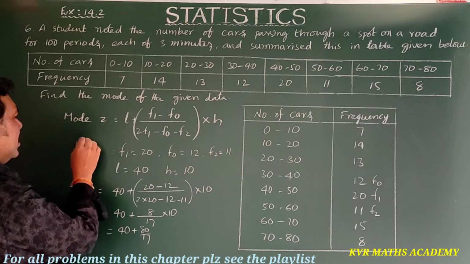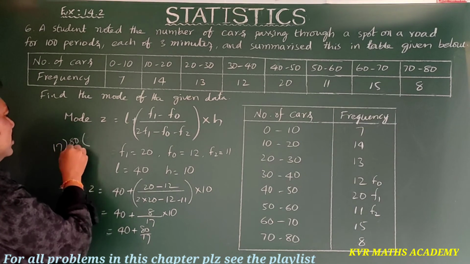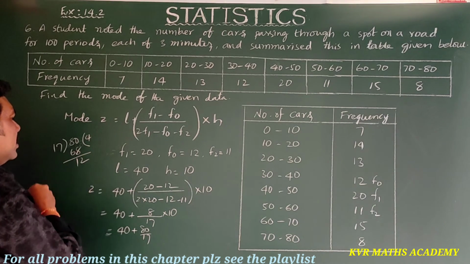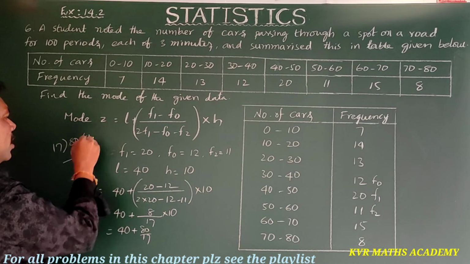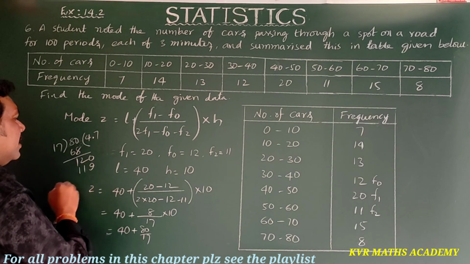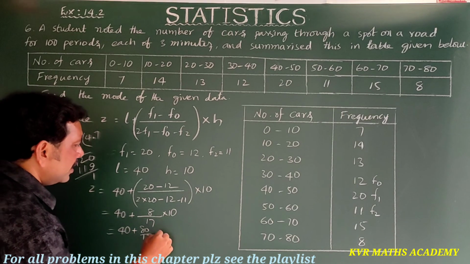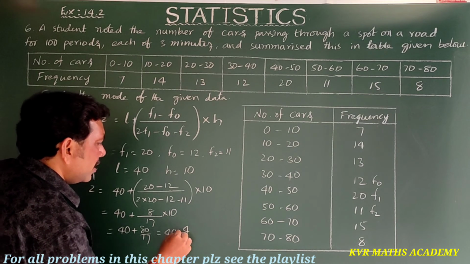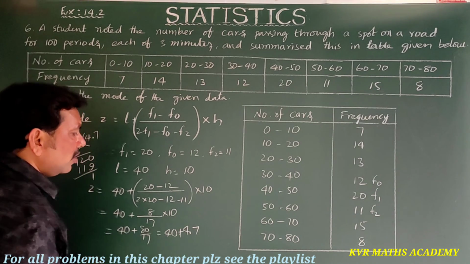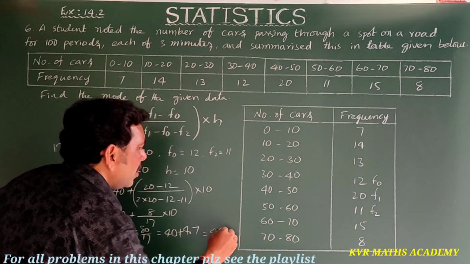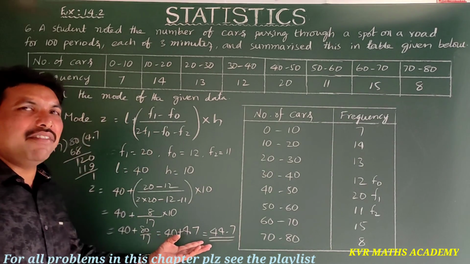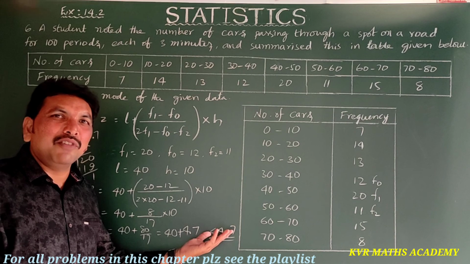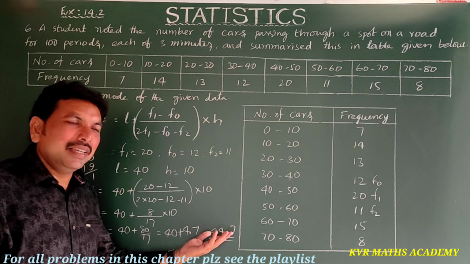Now divide 80 by 17. 17 fours are 68, remainder 12, put a zero and put the decimal point. 17 sevens are 119. So that is 40 plus 4.7, which equals 44.7. So the mode of the given data is 44.7, which means the number of cars is 44.7. Have you understood clearly? Yes, note it down.